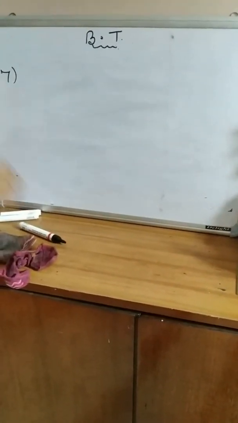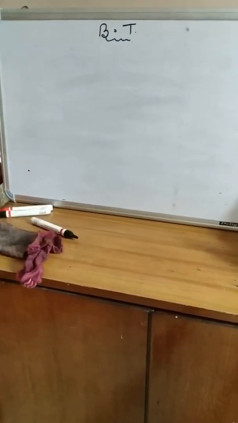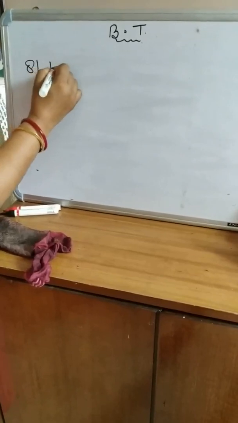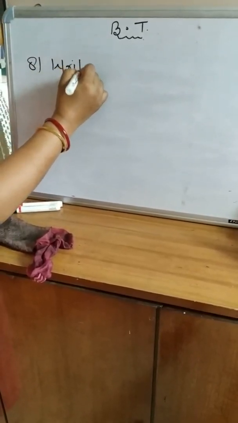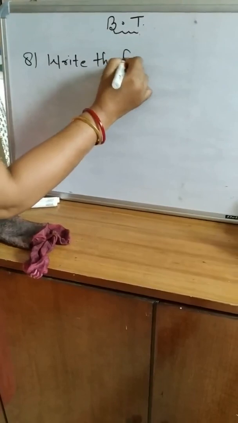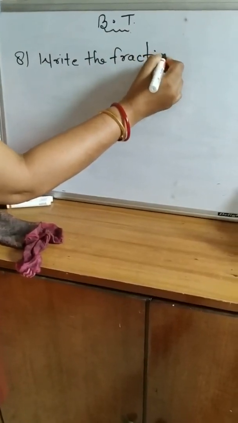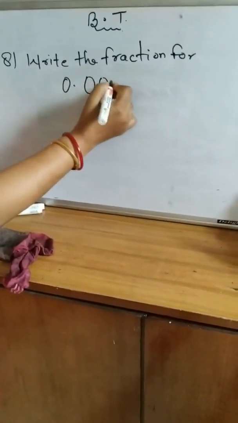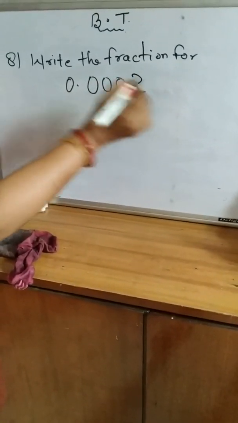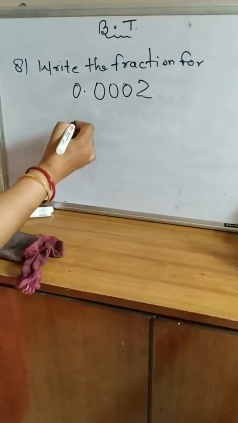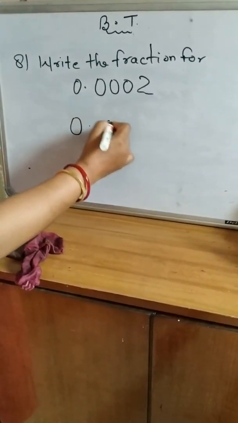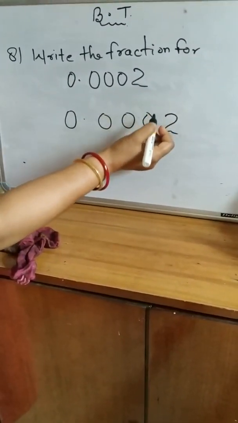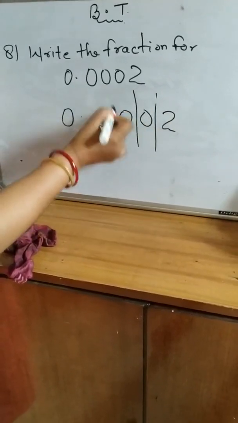Now come to question number 8. In question number 8, write the fraction for this decimal number, 0.0002. So here, firstly, for this 0.0002, we have to find out the place.